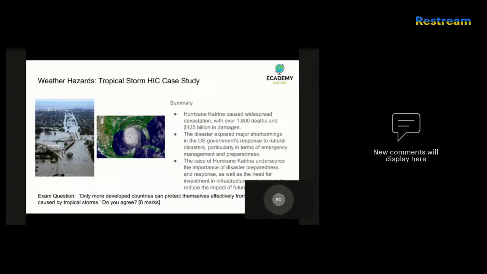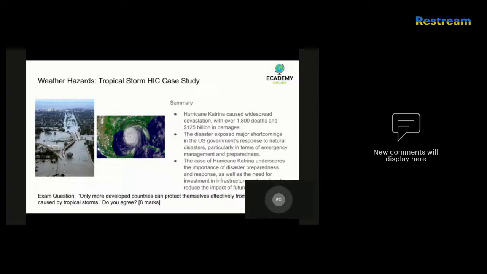The flooding also led to the displacement of more than 1 million people, leaving many of those without access to basic necessities such as food, water, and medical aid. The disaster also exposed major shortcomings of the US government's natural disaster response, particularly in terms of the emergency management and its preparedness. It also highlighted the disproportionate impact that such disasters can have on low income and marginalized communities.